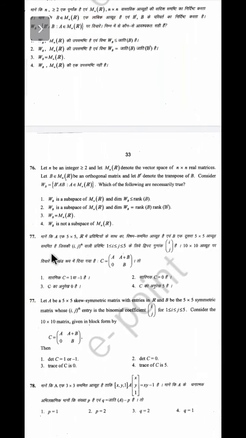Let n be an integer greater than m and denote the vector space of n matrices, and B belongs to the orthogonal matrices and B transpose denotes the transpose. Consider W_B that is given by B transpose A B. Which of the following is necessarily true? W_B is a subspace and dimension of W is less than rank B. W is a subspace, W equal to m and r. W_B is not a subspace.